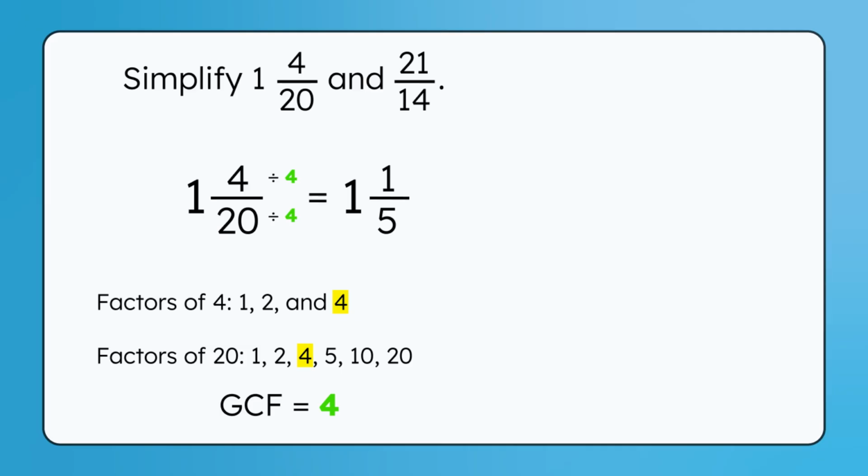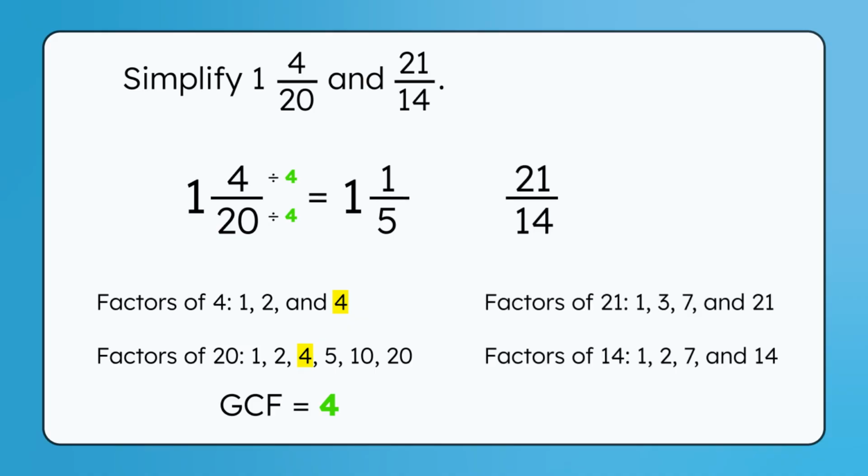We simplify the improper fraction the exact same way. Divide top and bottom by the GCF. Here are the factors of 21 and 14. What's the GCF? 7. Dividing both by 7, we end up with 3 over 2, our fully simplified fraction.